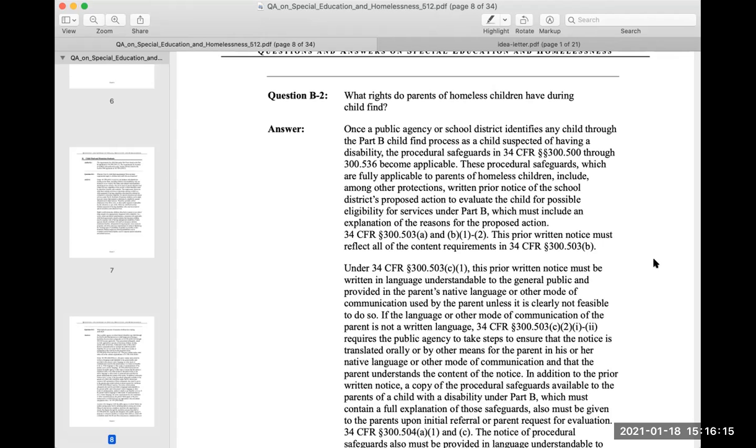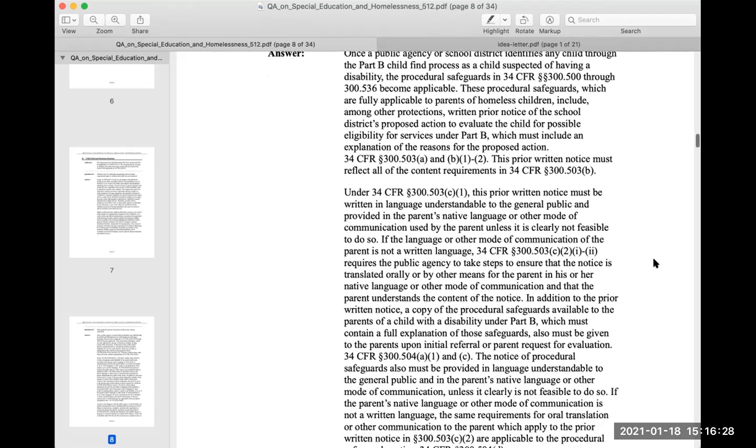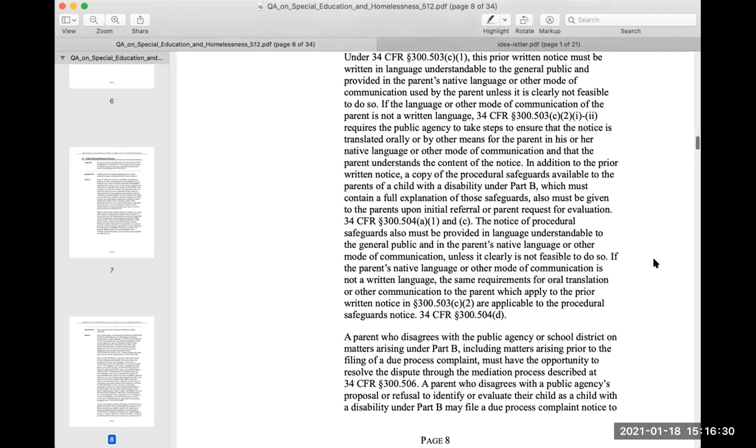300.500 through 300.536 become applicable. These procedural safeguards, which are fully applicable to parents of homeless children, include, among other protections, written prior notice of the school district's proposed action to evaluate the child for possible eligibility for services under Part B, which must include an explanation of the reasons for the proposed action.